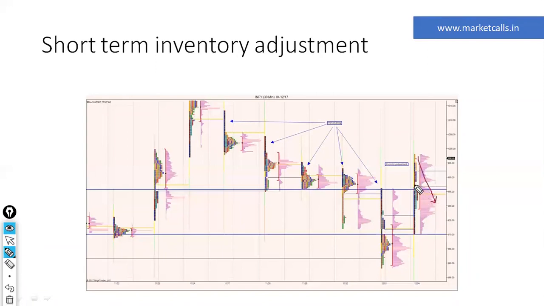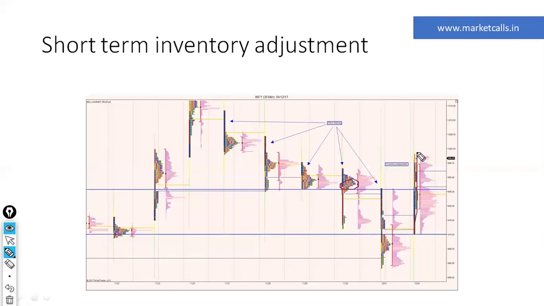It finished all those single print zones, all the single print zones over here got cleared. But if you think from the inventory perspective, the inventory was getting short to too short. That information you can gauge from the point of control. Again, price slid down. That information says that short-term inventory adjustment can happen.